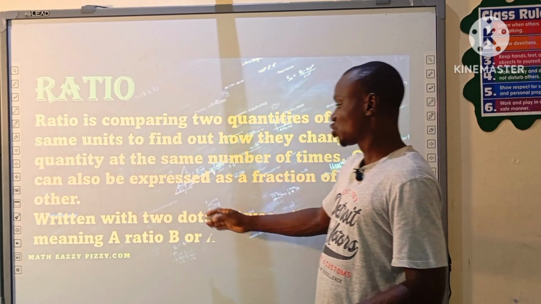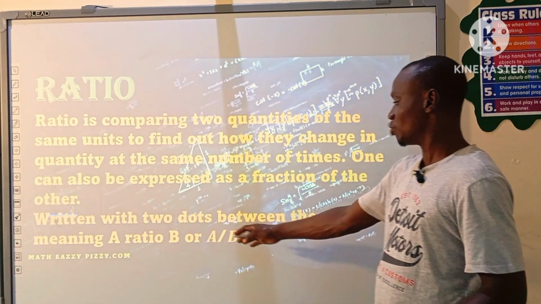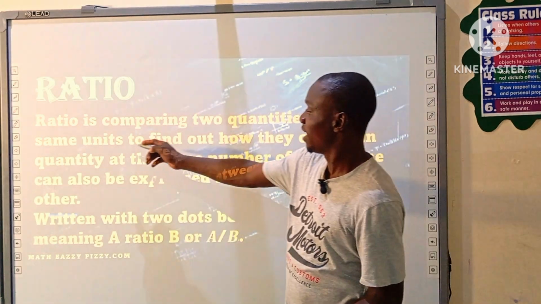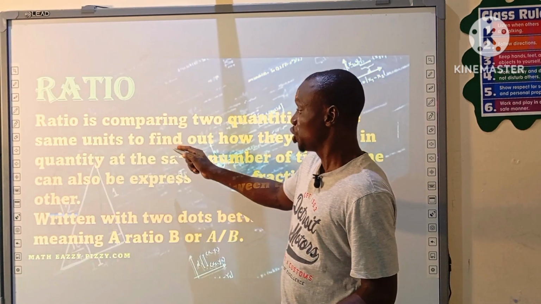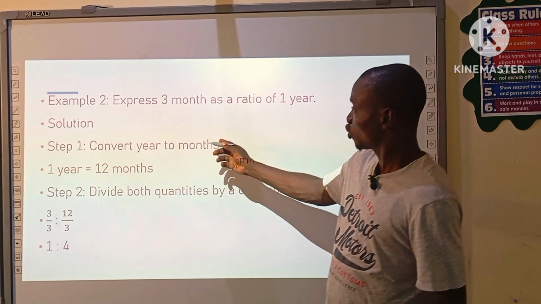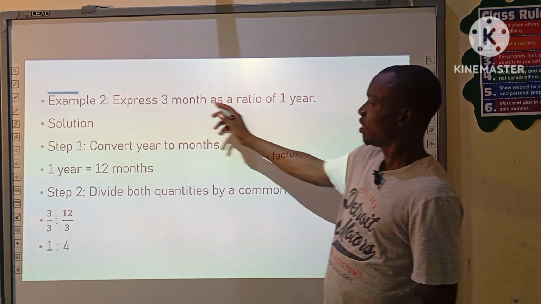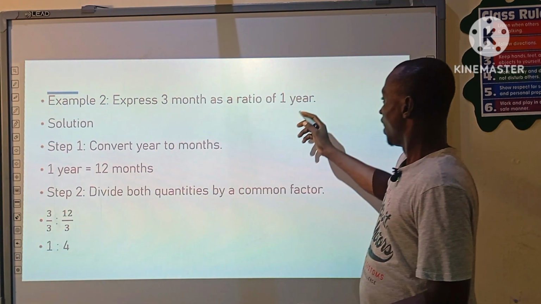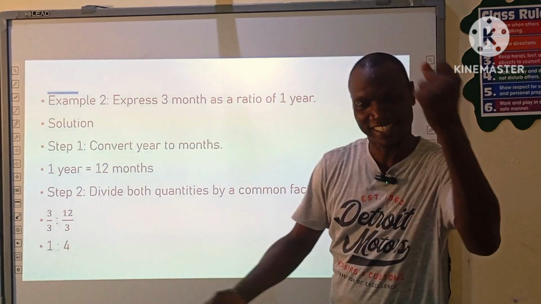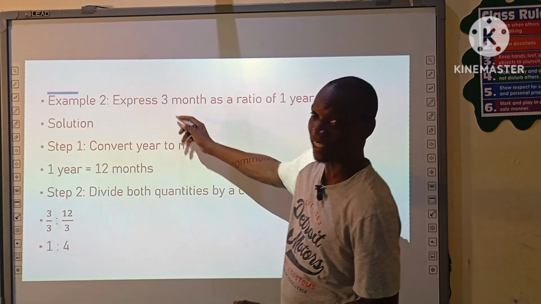They are written with two dots between them as A is to B, meaning A ratio B or A slash B. Now, what I want us to look at properly here is this fact: same units. In this second question, the two quantities are not of the same unit. The first one is in months, and the second one is in year. So what should we do? We need to express both of them in the same quantity.